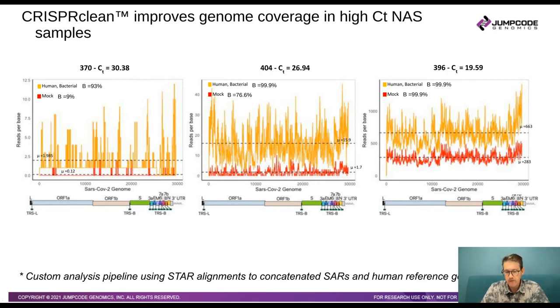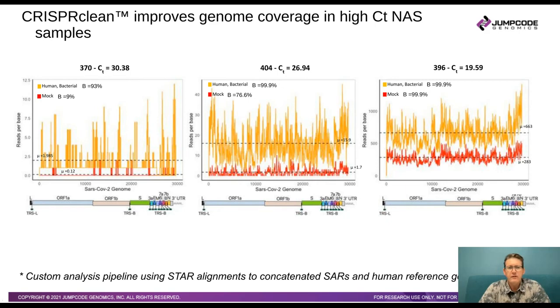The same topology and increase is seen across the range of CTs, and one of the greatest ones that we see is in sample 404, where we're seeing a 10x increase in coverage depth between the mock and depleted, where we're going from a 1.7 to a 15.5 average coverage per base between mock and depleted. So a large general increase across the coverage genome here.